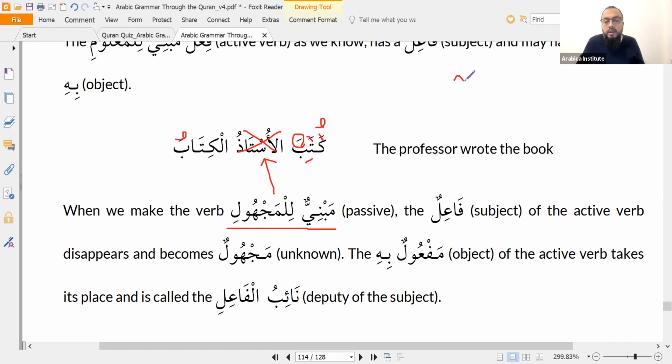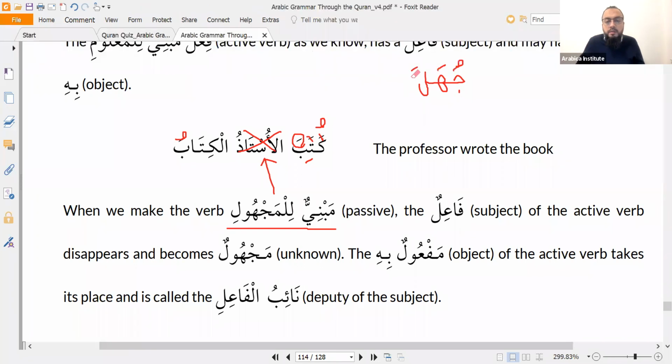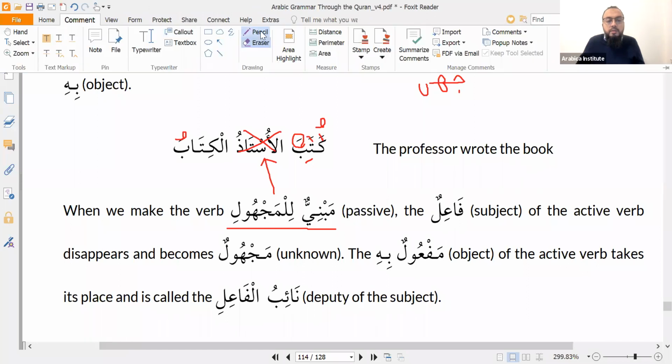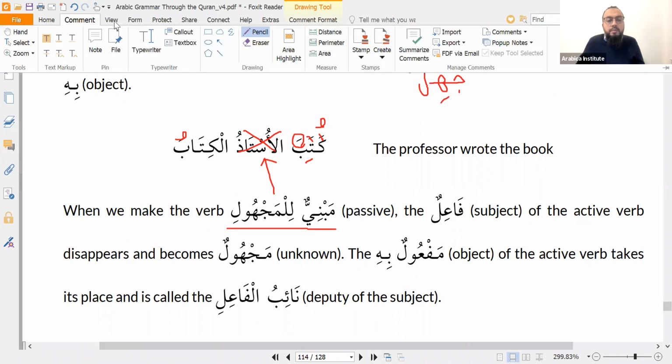All right, so let's look at the word jahala. Jahala means he was ignorant, he didn't know. So how would I say he was unknown? Majhul, juhila. Good. So you could either say juhila, using the verb, or you could say huwa majhulun. Okay? Does that make sense?